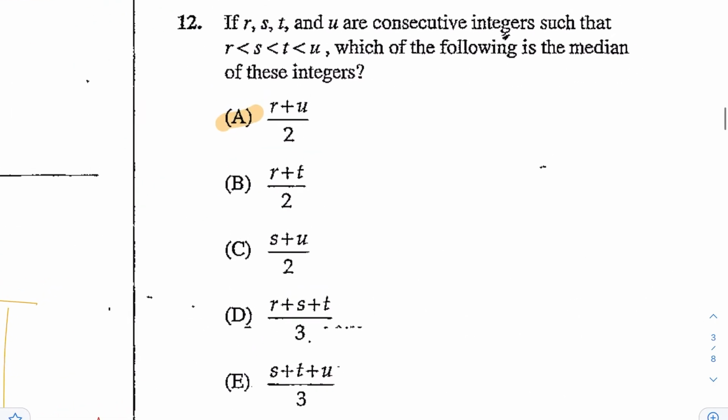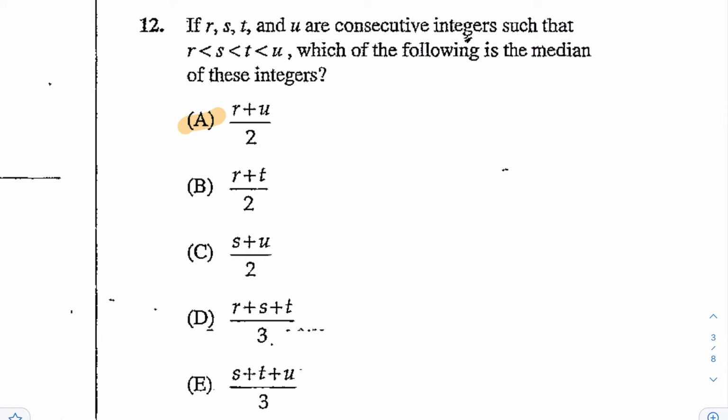All right, next for number 12 here. If r, s, t, and u are consecutive integers such that r < s < t < u, which of the following is the median of these integers? Again, they are consecutive, and we know that for a list of consecutive numbers, the average is equal to the median. So to figure out the median, you take the middle two numbers, s and t, and divide by 2. Now, I don't see that as any of the choices, but what I do see is another choice.